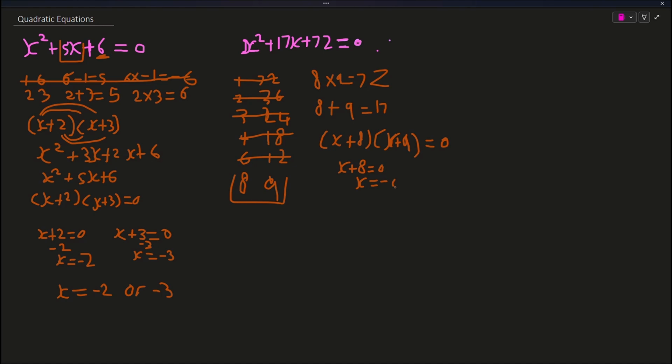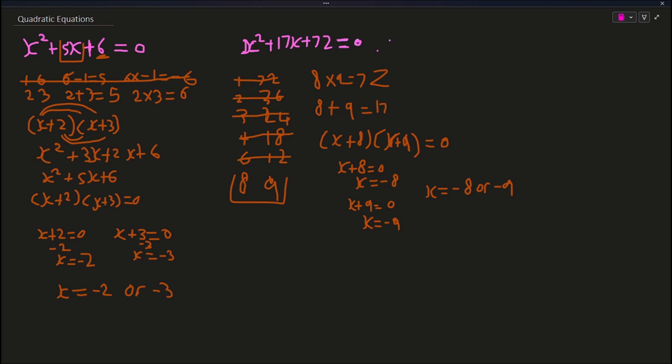So equate that to 0, x is equal to minus 8. x plus 9, I'd say you show the working out. Better safe than sorry. Minus 9 both sides, x is equal to minus 9. So x is equal to minus 8 or minus 9. Great.